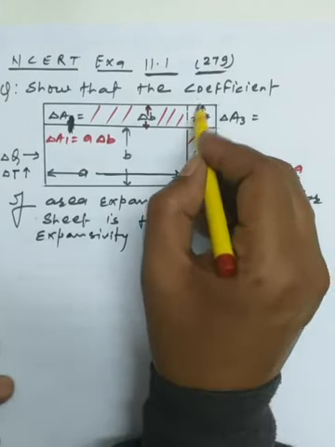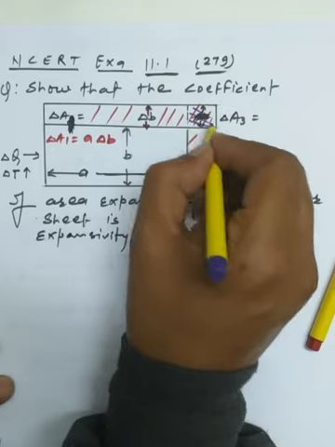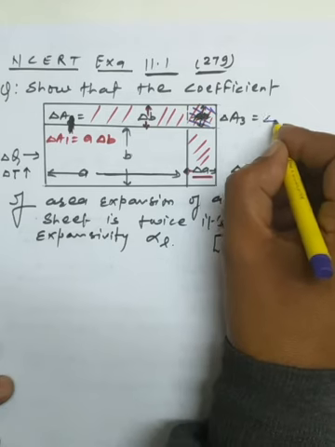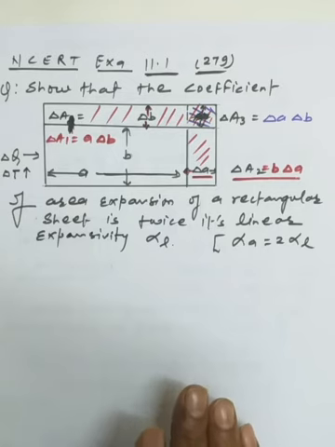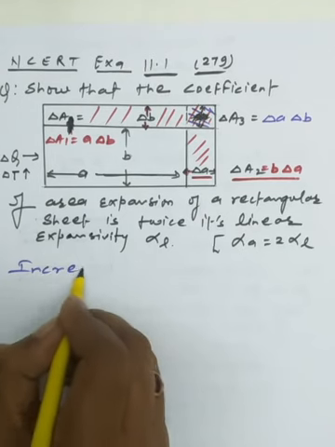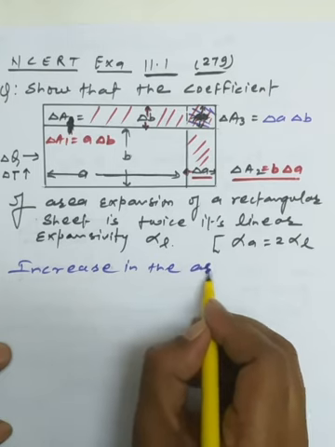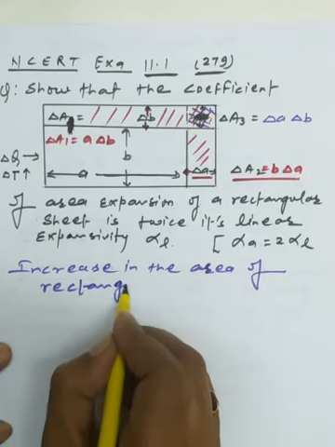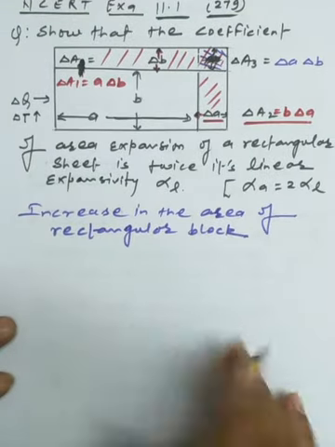Now this is another section we have, the shaded region, which I am showing in another sketch color. The delta A3 can be stated in terms of delta A and delta B. So what is the possible increase in the area of the rectangular block we have? How can we discuss it?